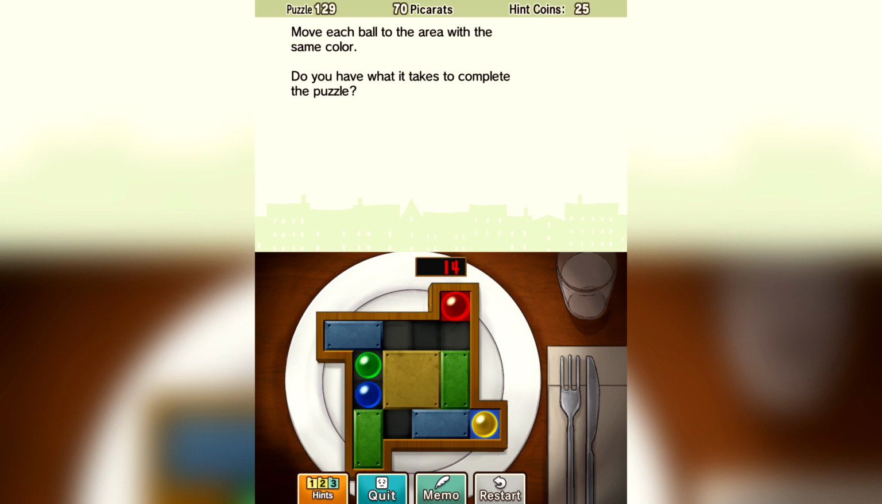So we're gonna get the yellow out at the same time we get blue in, I think. So if we push this up and this up, we can get you in there. So let's move this out of the way, get the yellow ball in there, and then just drag the blue ball right in there. Perfect.